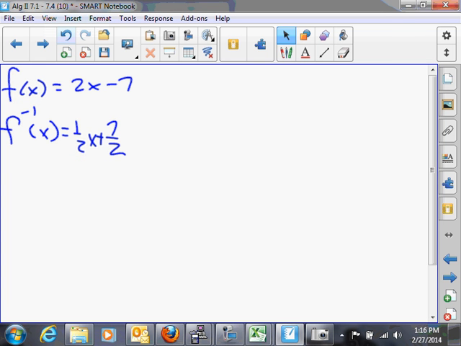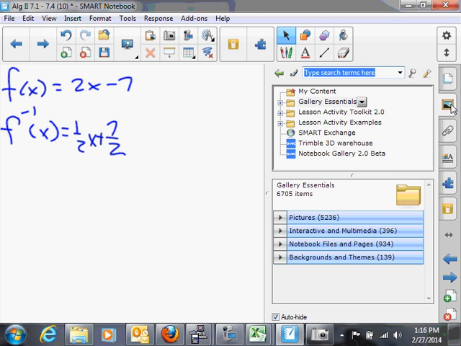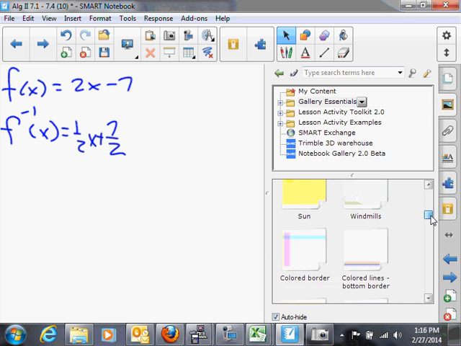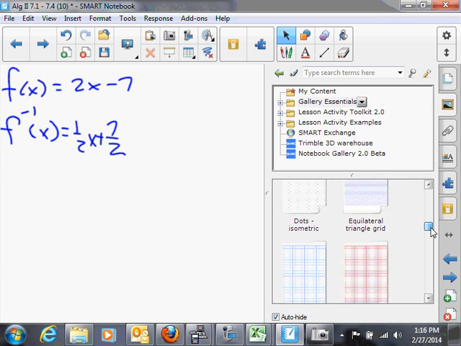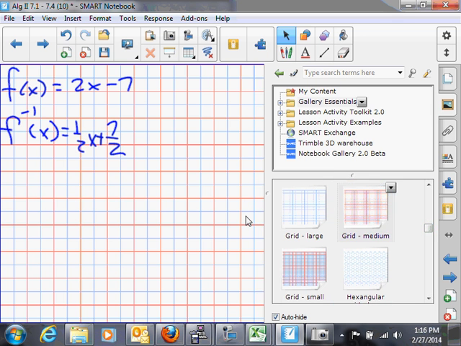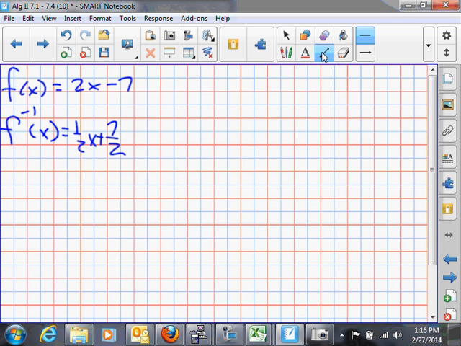So if we were to take a graph, somewhere in here there's graph paper. Now, oops, whoa.